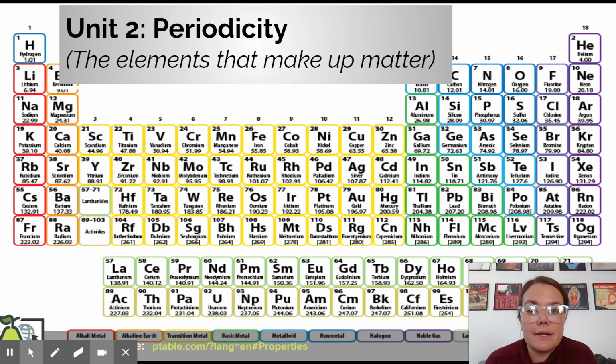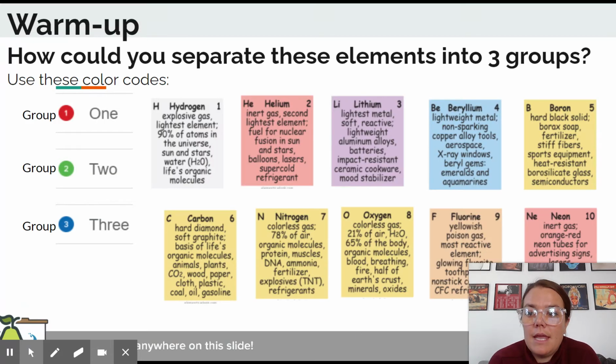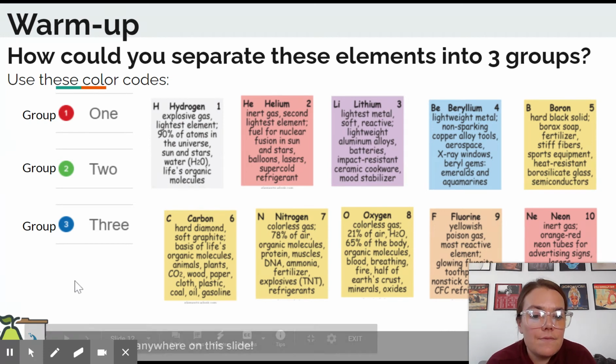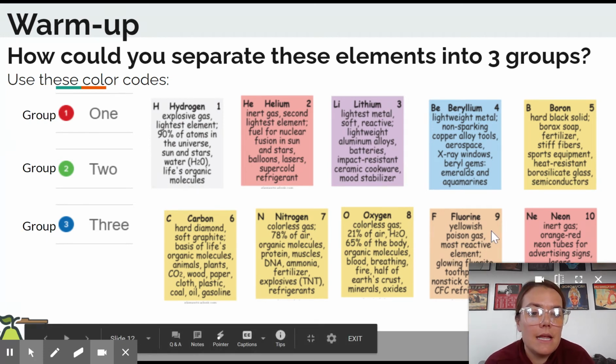So we will need a periodic table, and I will ask you to look at it again later, but you can pull this up now. And here is what I'd like you guys to do. Here are the first 9 elements of the periodic table, the first 9 elements.